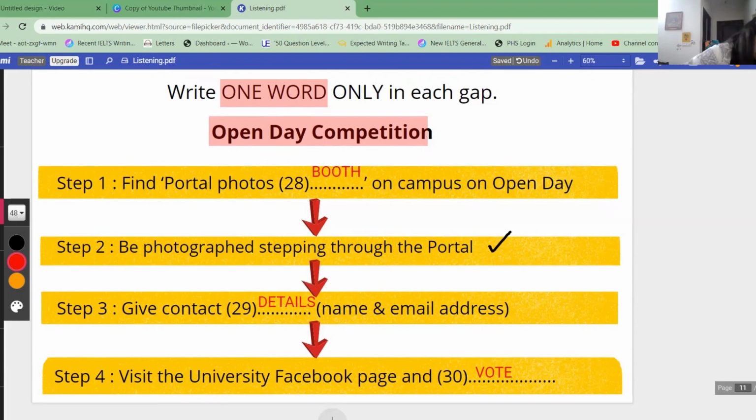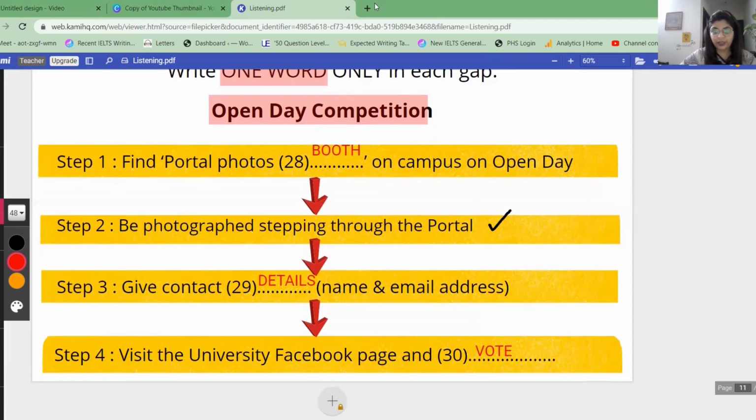Okay, so this is easy. I found it really simple. Actually, 3 blanks were there. So they clearly said portal, photo booth. Then the way we predicted, give contact details. And lastly, they said visit the university Facebook page and vote for your favorite picture. Now, when the answer was one word, I chose the word vote, the action they need to do on the Facebook page. Okay, so this is it with the sentence completion today.